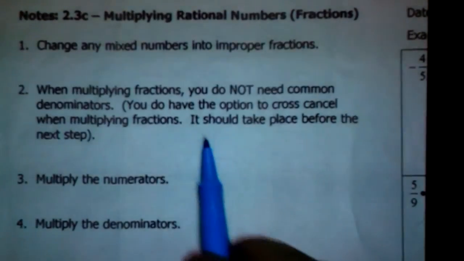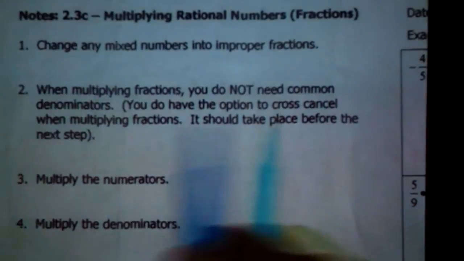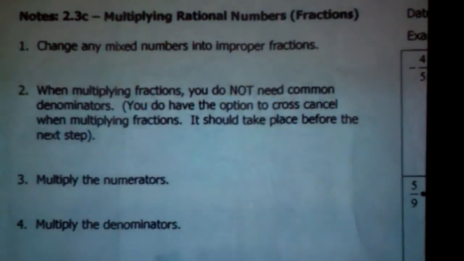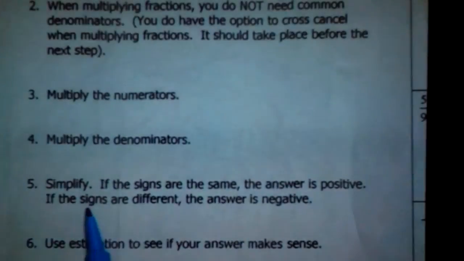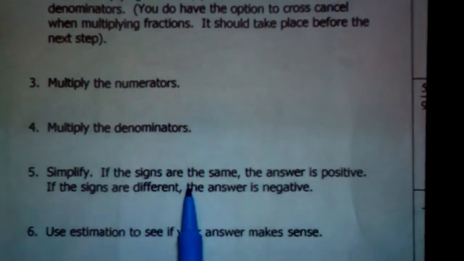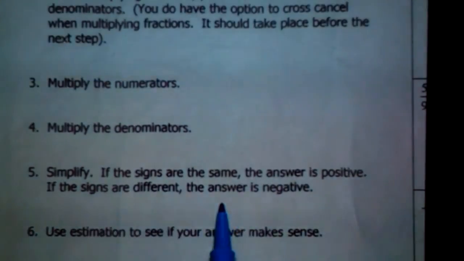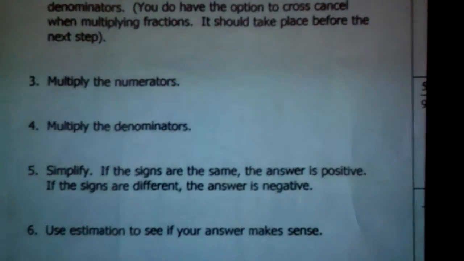Alright, so anyhow, if you're going to cross cancel, it should take place before you go ahead and multiply the numerators, multiply the denominators, and yes, you need to simplify. When you're simplifying, you can just take note that if the signs are the same, your answer is positive. If the signs are different, your answer is negative. And that's how we'll use estimation as well to see if your answer makes sense in the end. So let's try 4 of them for your pleasure.